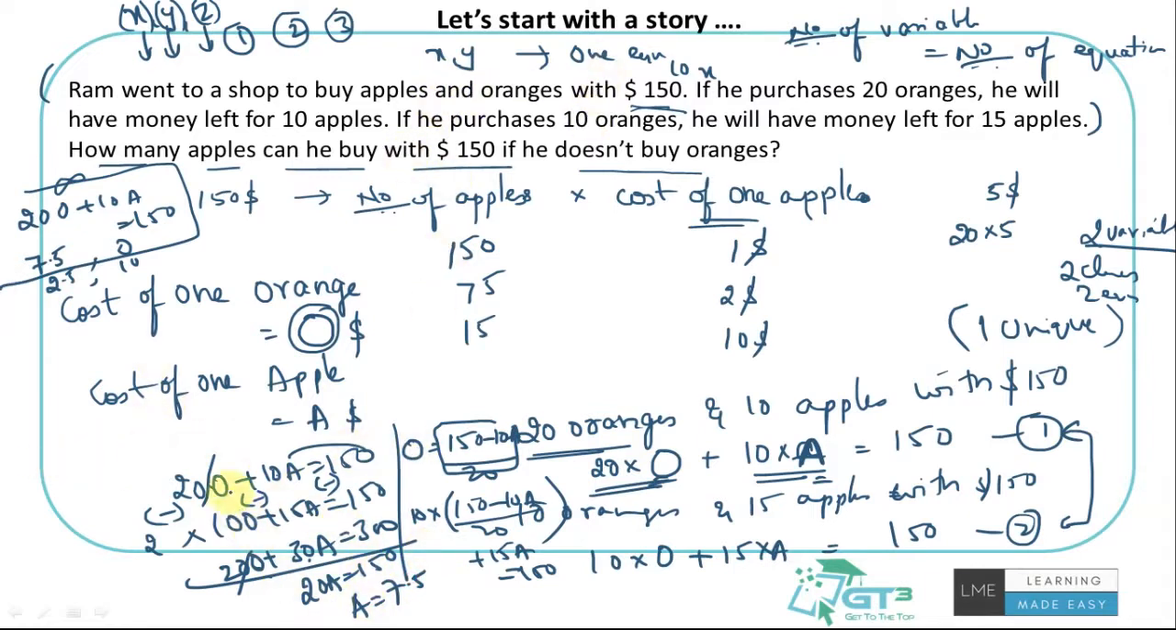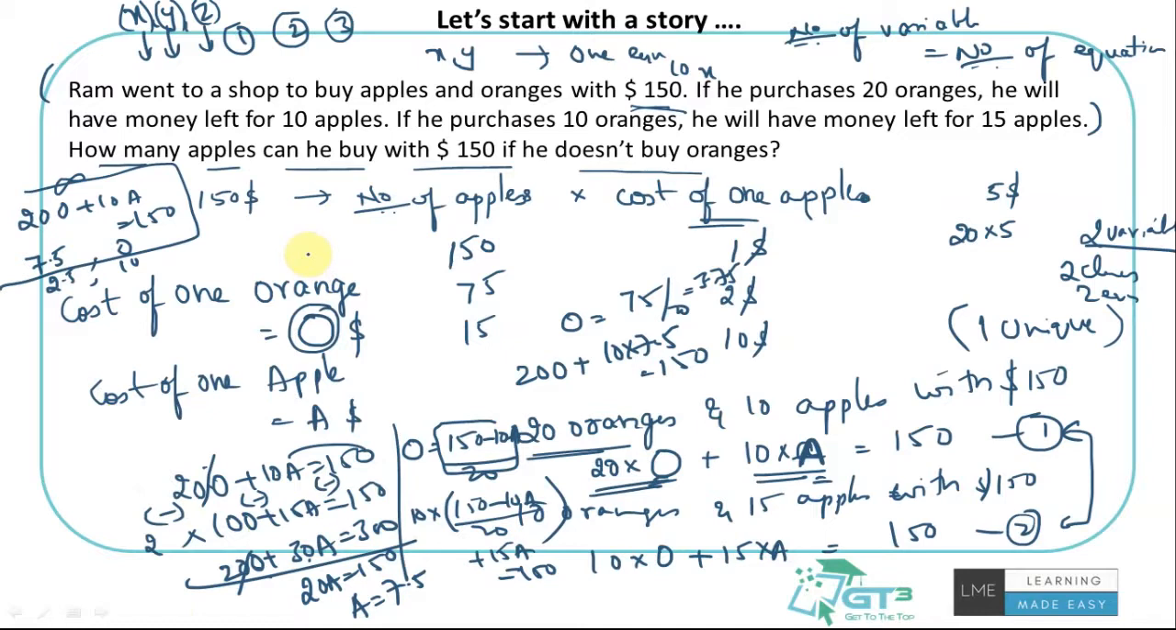If A is 7.5, now what will I do? I substitute back into one of these equations. Let me substitute here: 20O plus 10 into 7.5 equals 150. So 10 into 7.5 is 75. That will give me O as 75 by 20, that's 3.75. That's how you are supposed to solve a pair of linear equations. If you're not comfortable with this, try it on your own and try solving a couple of linear equations, because this is an integral part of solving word problems.